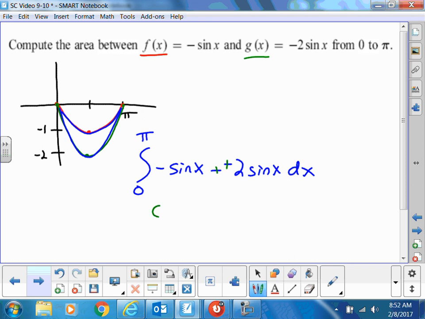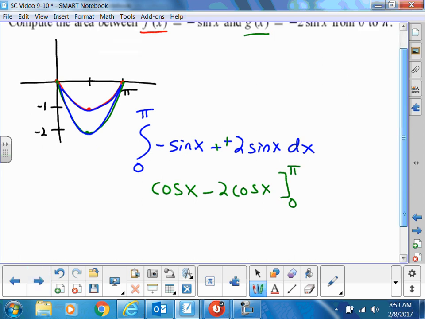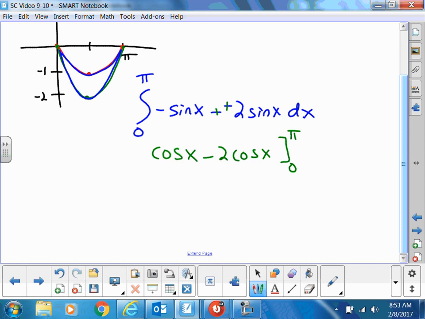Antiderivative of negative sine x is cos x. Antiderivative of 2 sine x would be negative 2 cos x. And we're going to be evaluating from 0 to pi. And before evaluating, we can neaten that up a little and just make it negative cos x from 0 to pi. We'll sub in our pi, minus, we'll sub in our 0.